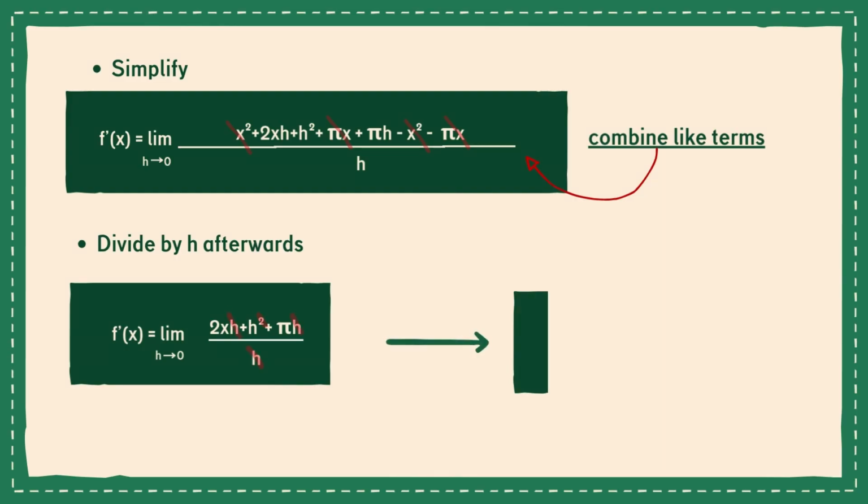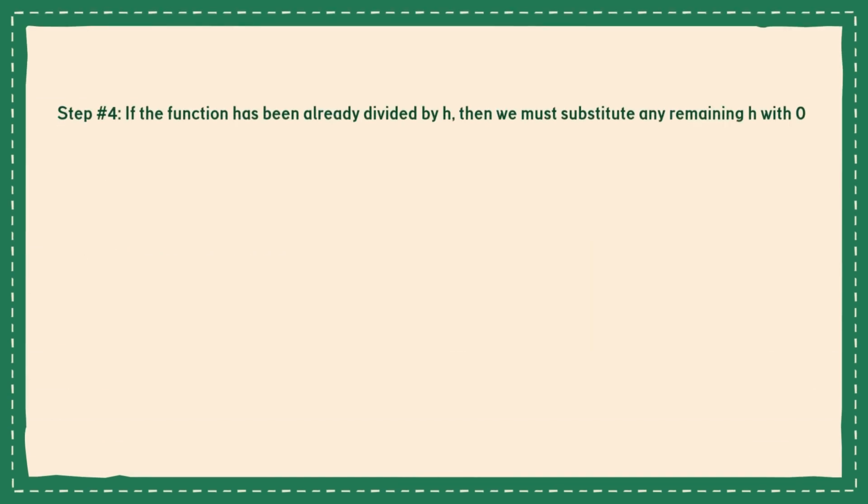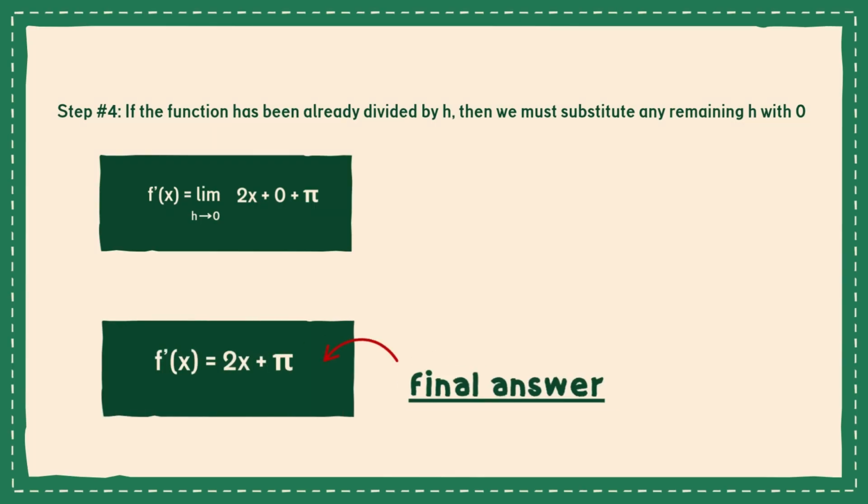So that means it becomes f prime of x is equal to the limit as h approaches 0 of 2x plus h plus pi. So, we must substitute any remaining h with 0. So, you substitute h with 0, f prime of x is equal to 2x plus pi, which is the final answer.